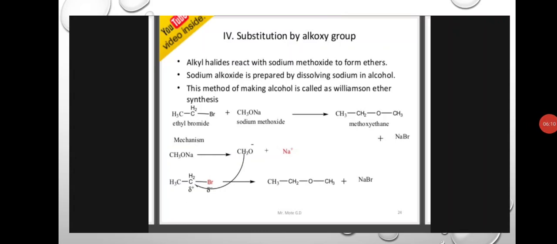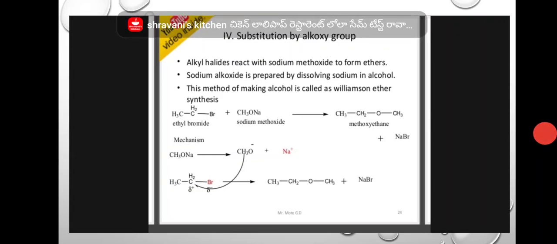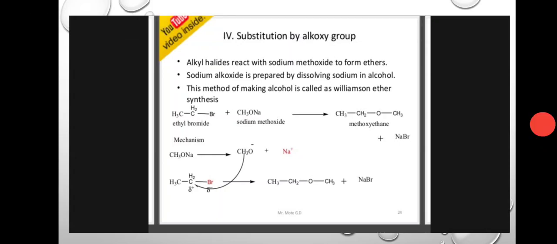And next, fourth reaction is substitution by alkoxy group. What is the nucleophile here? Alkoxy group. Alkyl halides react with sodium methoxide to form ethers. What is the reaction here? Alkyl halides react with sodium methoxide to form ethers. Ether functional group means two carbons are attached through an oxygen atom. That functional group is called the ether functional group.